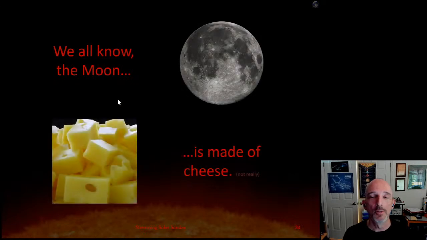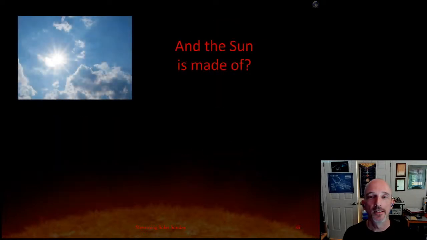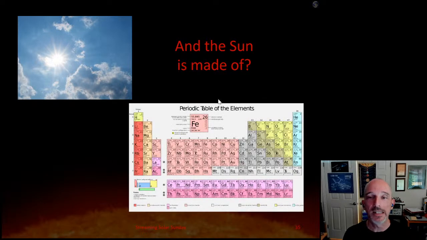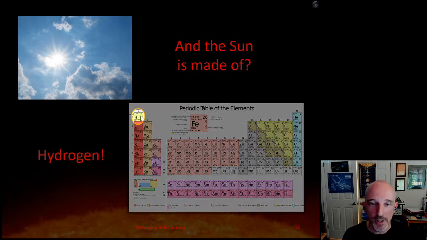So we all know that the moon is made of cheese. This is common knowledge, right? So that's pretty clear. But then what is the sun made of? It turns out the sun is made out of one of these things on the periodic table. You've probably all seen this at one point, maybe back in high school. But yeah, there is this thing up here: hydrogen.